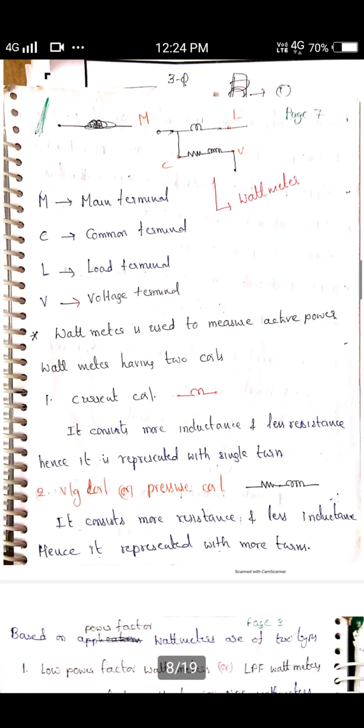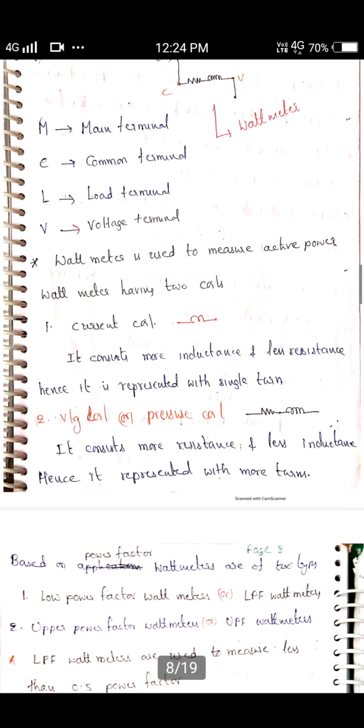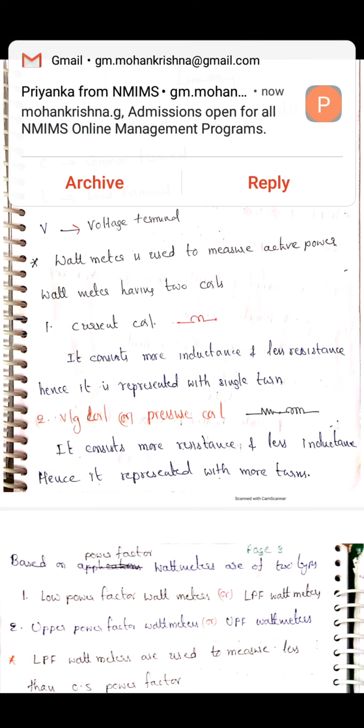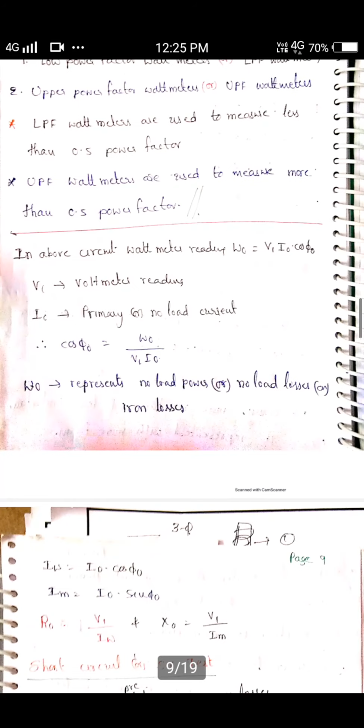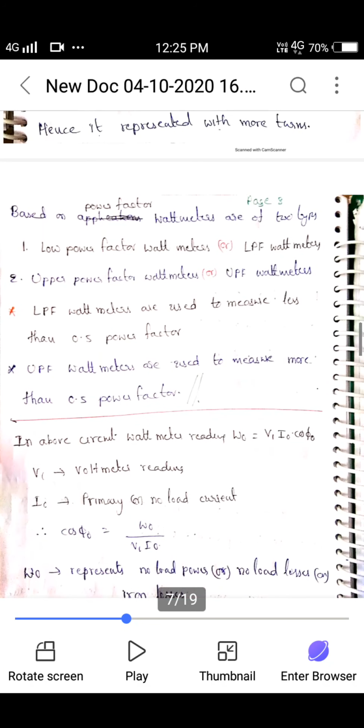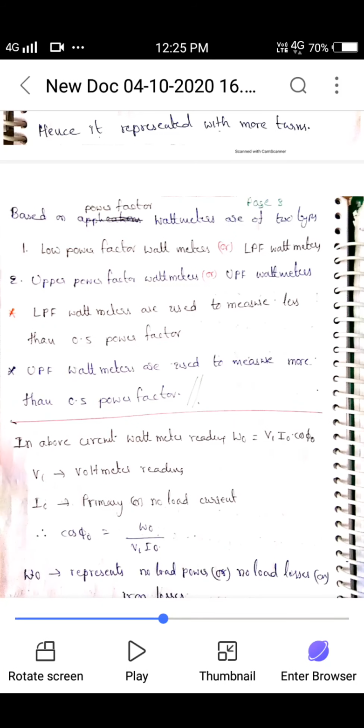And here see the wattmeter terminals. I explained M, L, C, V: main terminal, common terminal, load terminal, voltage terminal. There you have two coils, current coil and voltage coil. Current coil is like an ammeter, meaning almost zero resistance, almost an ideal ammeter. That's why we represent the current coil with a single turn. And voltage coil is also called pressure coil, it acts like a voltmeter. That's why it is represented with more number of turns, resistance and some inductance. So that was a small introduction to the wattmeter.